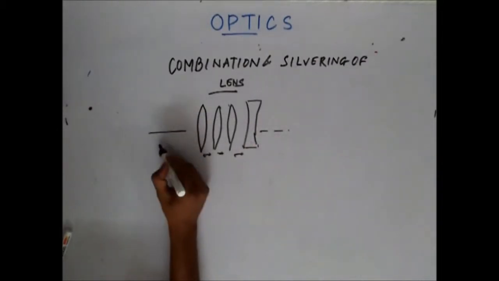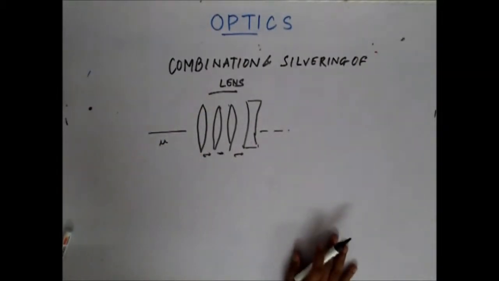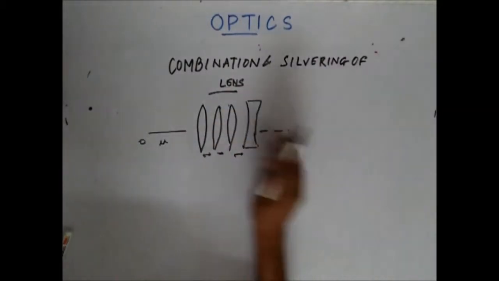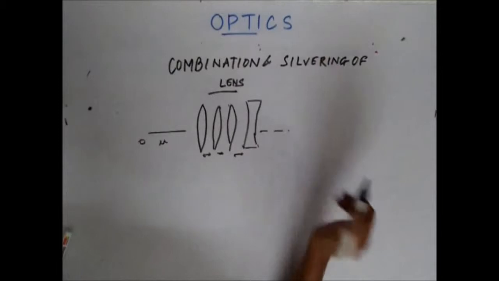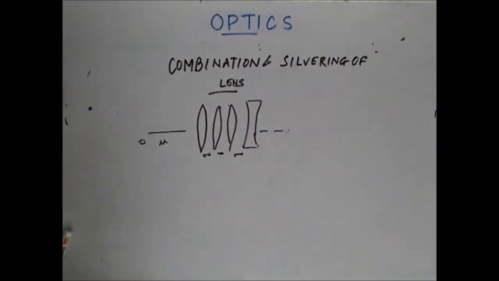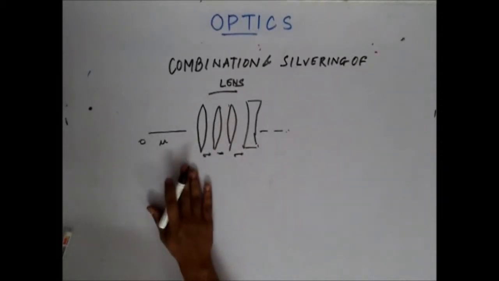The object is placed at a distance of u from the first lens. So what is the image location? The medium is same. All the lenses are put in the same medium. So what is the position of the image? To find the position of the image, let's take one lens at a time.